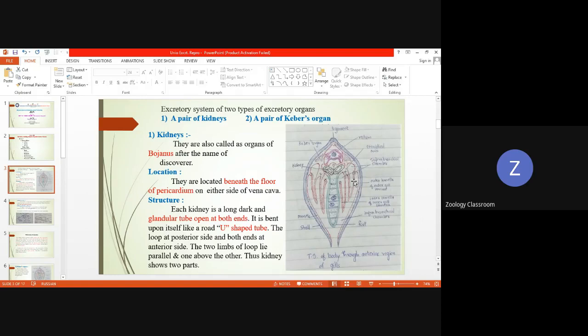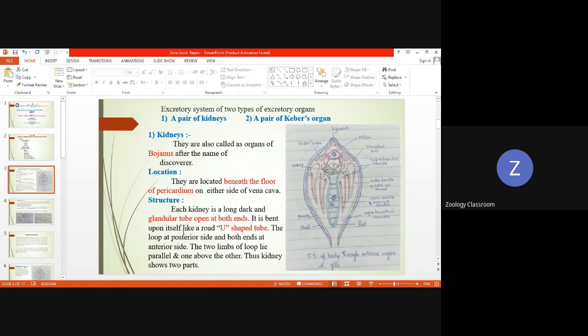Now, the location of the kidney. This is a pair of kidneys. As the animal is bilateral, they lie on either side. This is the sectional view. But how does the kidney appear if you observe it from the side view? Each kidney is a long, dark, glandular tube. This word tube is very important. It is a tube open at both the ends.